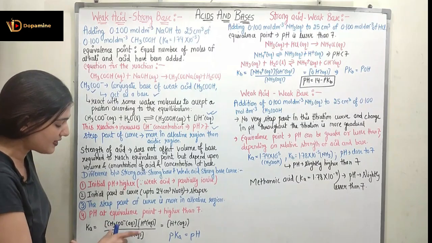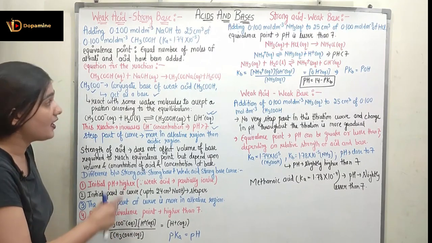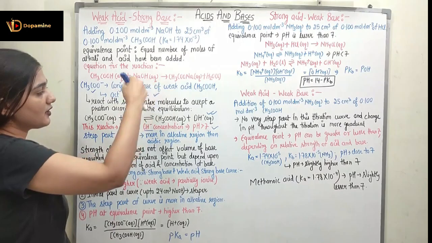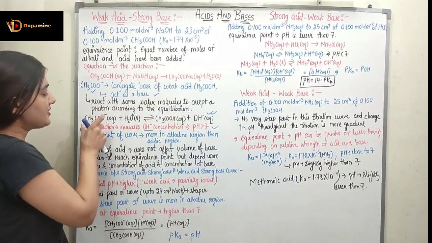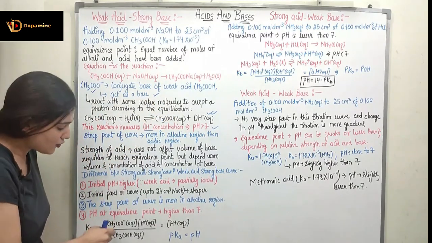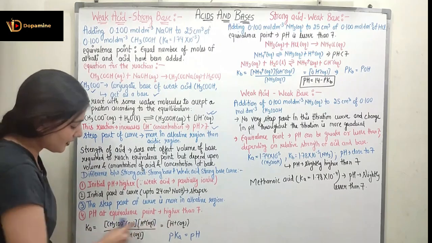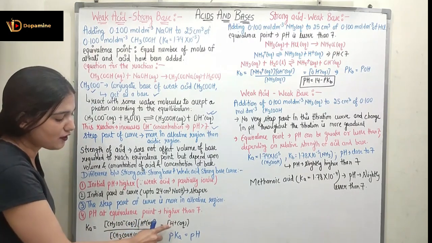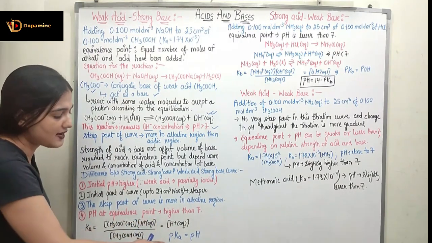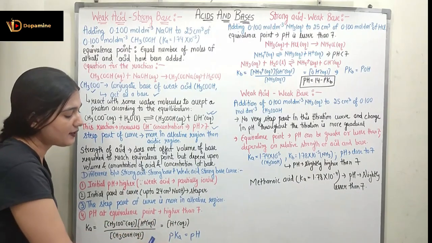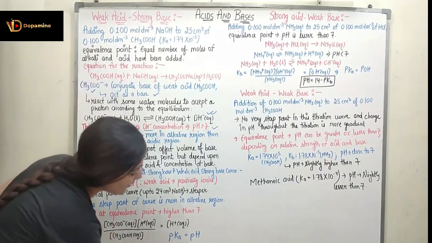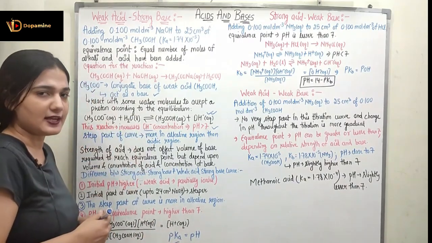Now I know how much CH3COOH is present. It is going to produce an equal amount. The concentration of CH3COOH and CH3COO negative would be the same, so both of them can cancel out and Ka will be equal to the concentration of H positive. If I take the negative log of both sides, I can deduce that pKa will be equal to pH in this case.